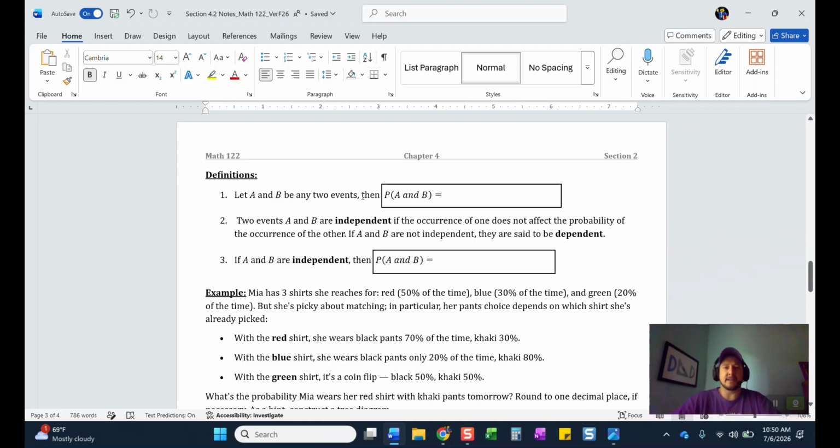Let A and B be any 2 events, then the probability of A and B equals, and so I'll give them the general version of it with the vertical bar. 2 events A and B are independent if the occurrence of one does not affect the probability of the occurrence of the other. If A and B are not independent, they are said to be dependent.